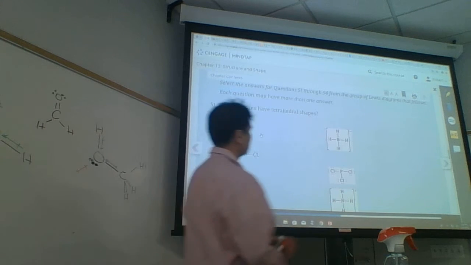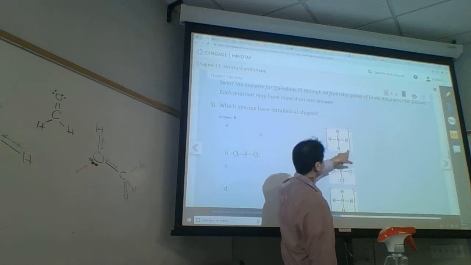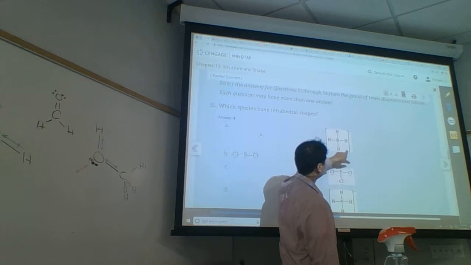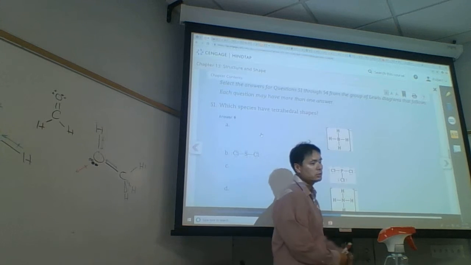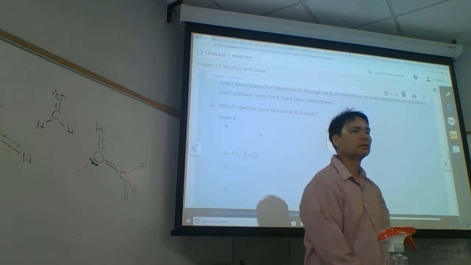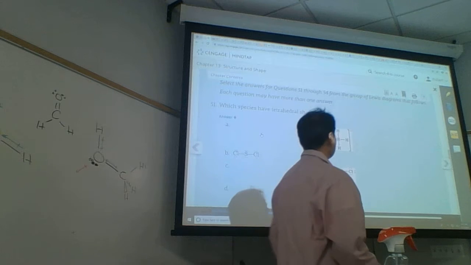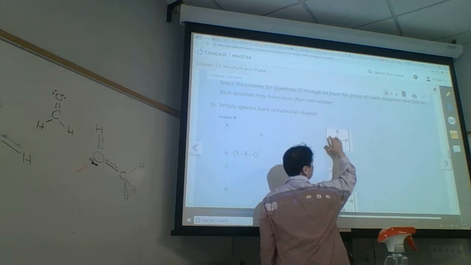What's the shape of this? BH4 minus. There's a negative formal charge on boron. Tetrahedral. If it's tetrahedral, is that polar or non-polar? It's non-polar, meaning that this is a very symmetric molecule.